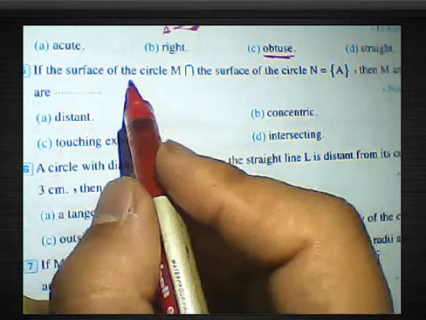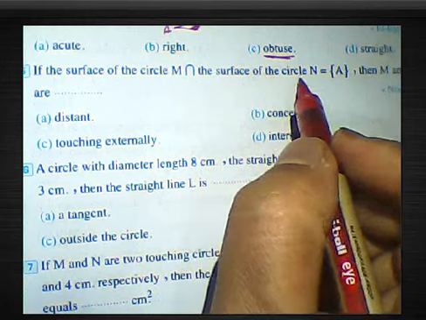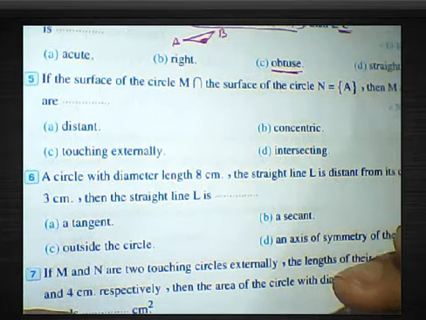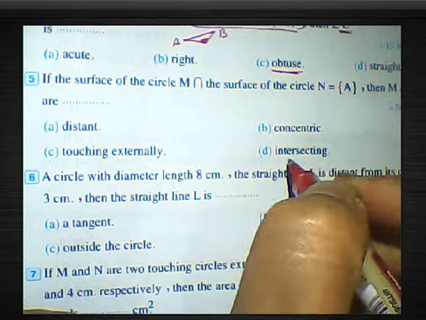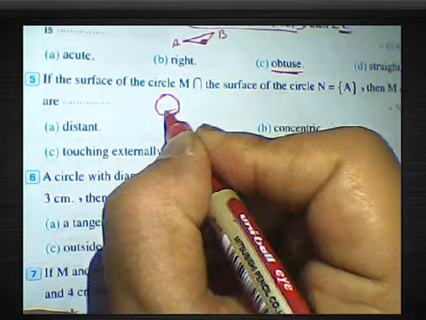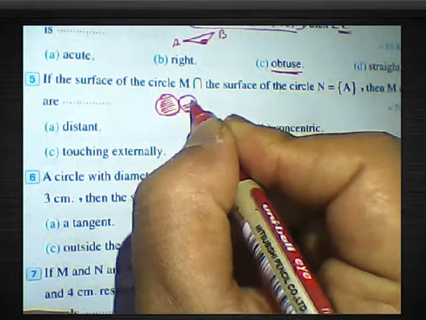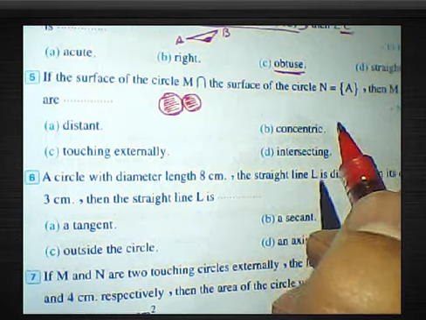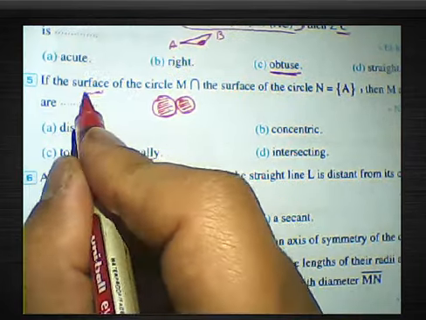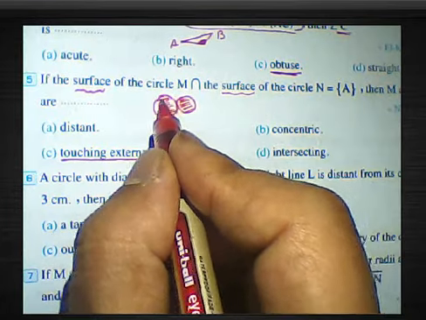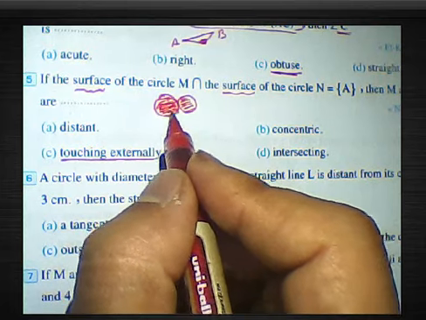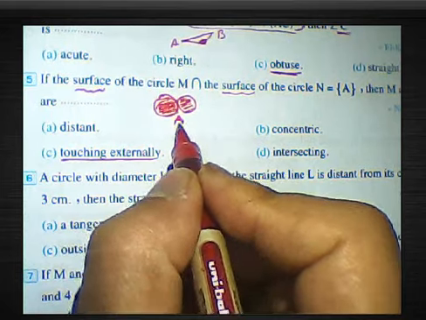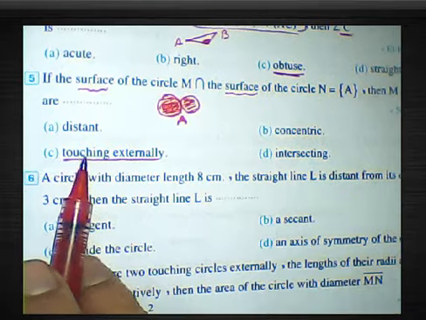Question number 5. If the surface of circle M intersects the surface of circle N at A, then M and N are what? He asked whether they are concurrent, touching externally, intersecting, or distant. He asked about the surface of circle 1 and the surface of circle 2. So circle 1 and circle 2 will be intersecting or touching externally, because he asked about the surface of the circle. Look at this word, it means all points inside the circle and all points outside the circle. So the surface of circle M and the surface of circle N intersect at the point A, so the circles touch externally. We must choose letter C in this example.